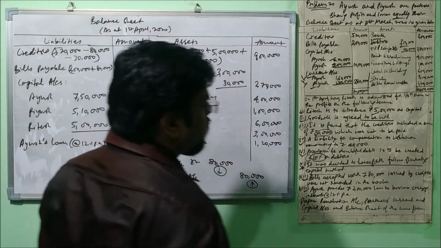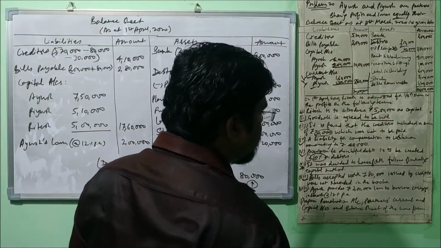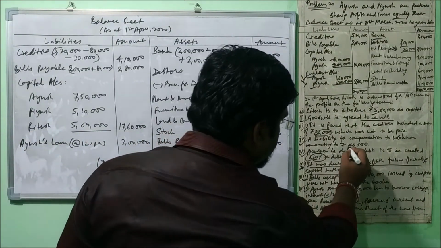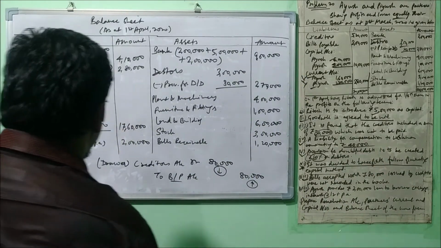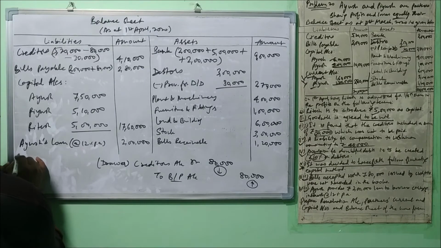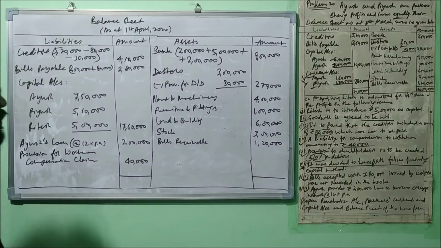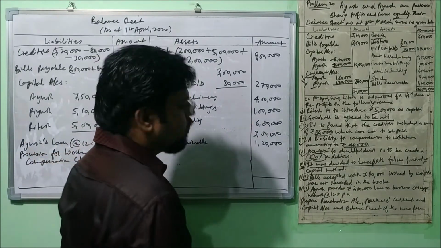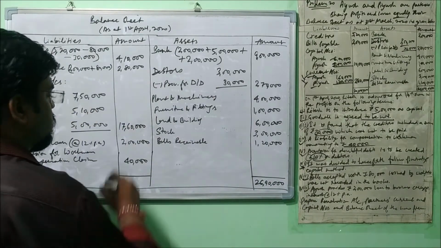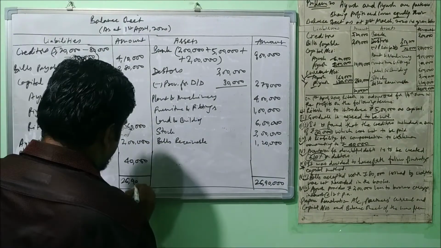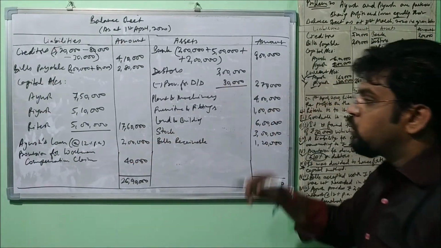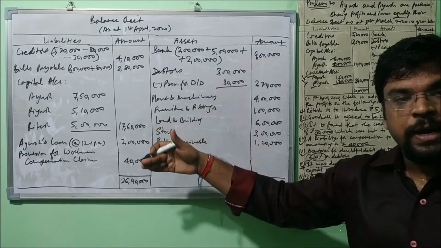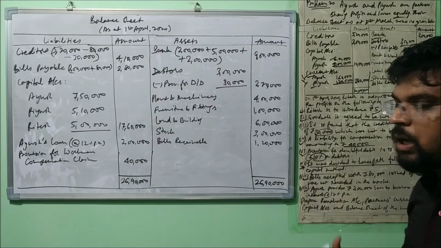Alright, now let's have a look. Maybe possible anything we left. Yes, we got it. 40,000. This is also a liability for us. Okay. So now let's make the total of that. So let's see this side total. 26,90,000. Now let's see the total of this side. This side also 26,90,000. Right. So when the totals of both sides match, it means we are correct.